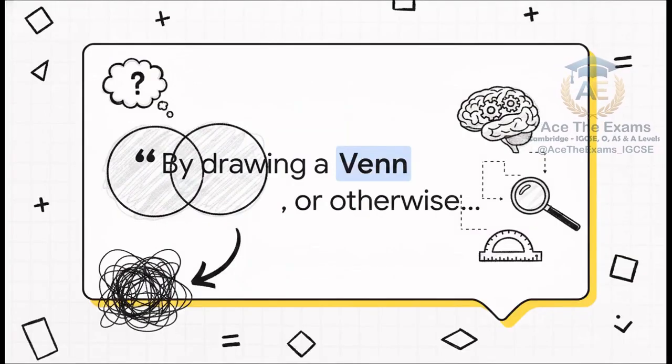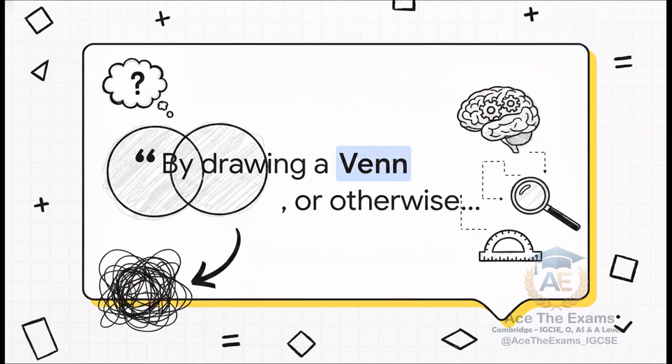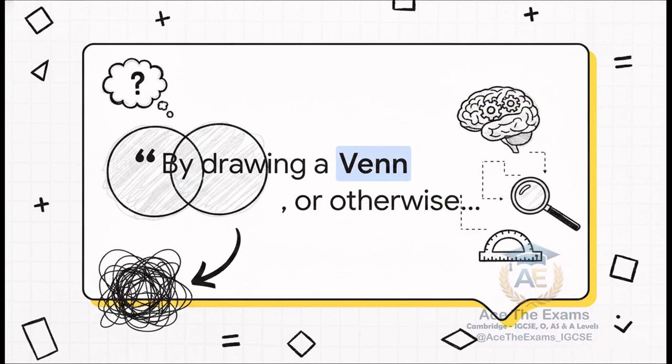Now, I really want to highlight this exact phrasing from question 3. By drawing a Venn diagram or otherwise. Cambridge exams often give you flexibility in your problem-solving approach. But let me tell you a massive secret straight from the examiner's report. That word otherwise is a trap. It is a trap for students who are too stubborn to draw.